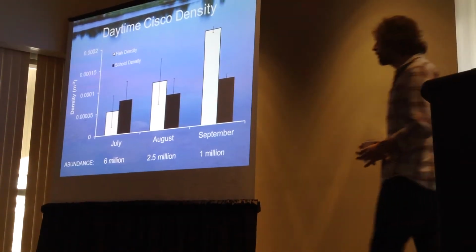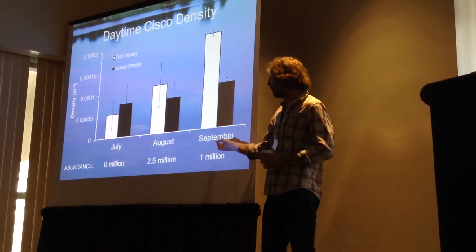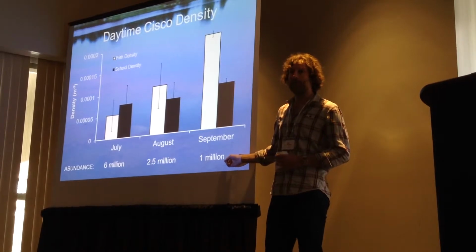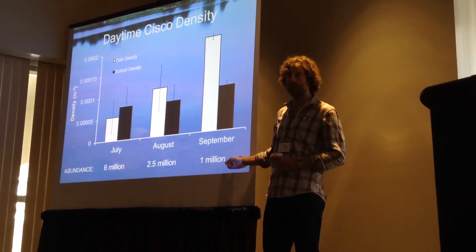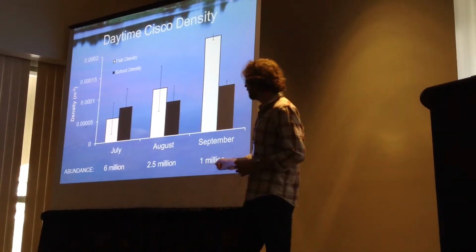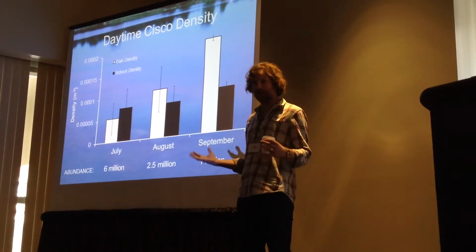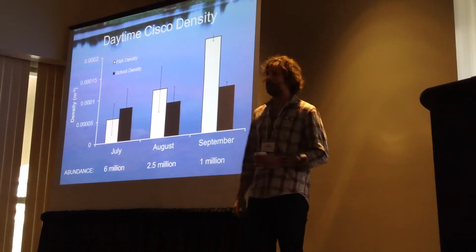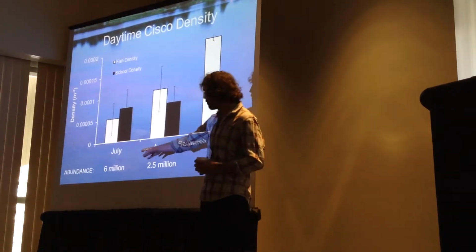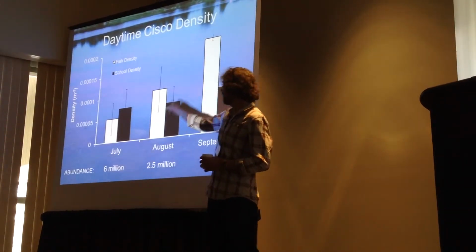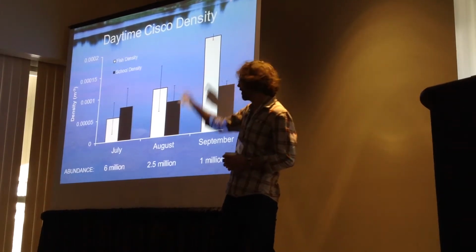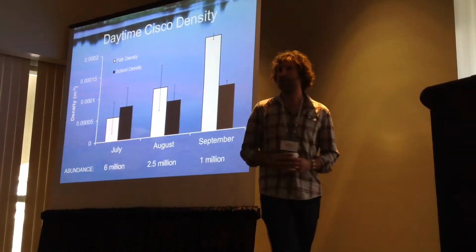We did some field work. From July to September, the population of cisco declines quite massively because they are the primary prey item of the lake trout. It goes from 6 million to 1 million. In these graphs, the open bars are fish density, so individuals, and the black bars are school densities. As this population declines, the number of stranded individuals increases during the daytime, yet the school numbers don't change at all.